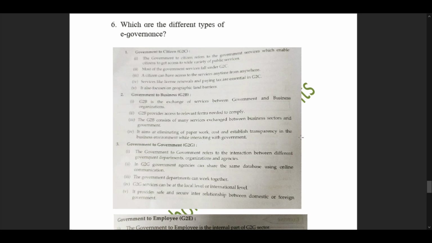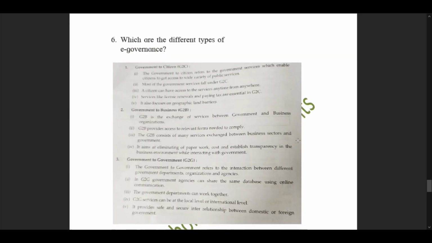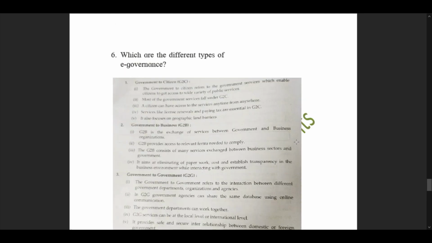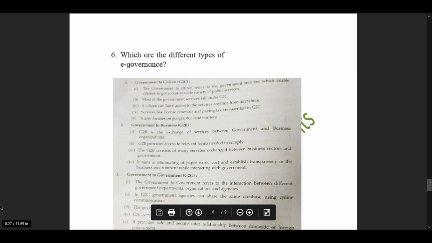What are the different types of e-governance? By our understanding of what we would have read in the chapter, there are 4 types of e-governance. That is government to citizen, G to C. Then we have government to business, G to B. Then government to government, G to G. And lastly, government to employee, G to E. These are the 4 types of e-governance. We'll go through the first one, that is government to citizen.